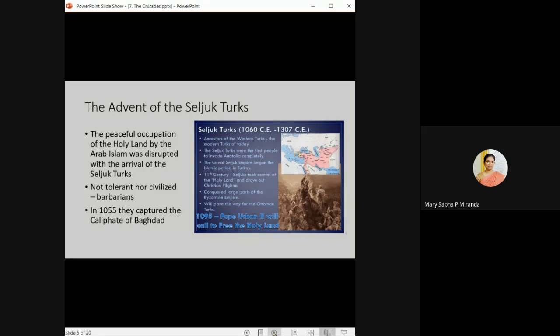So by 1095, Pope Urban II gave a call to all the faithful to join a holy war to free the Holy Land, that is Jerusalem, from the Seljuk Turks.